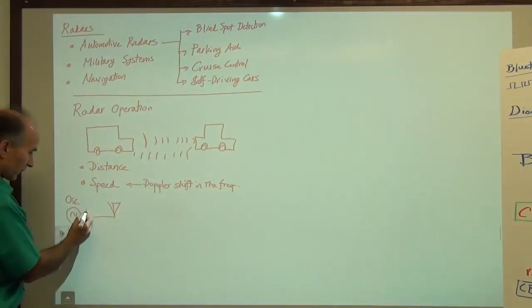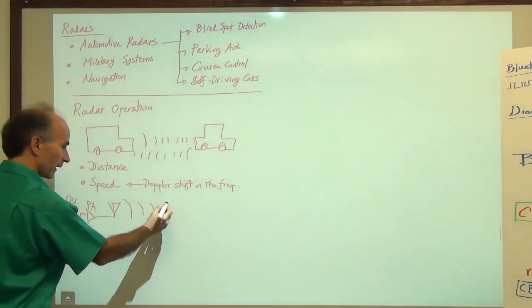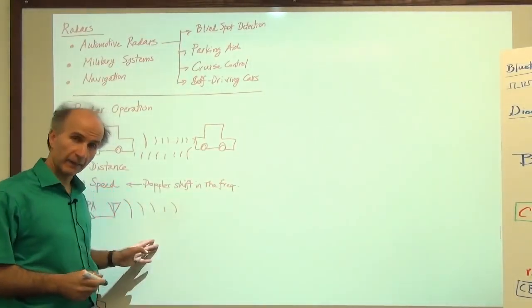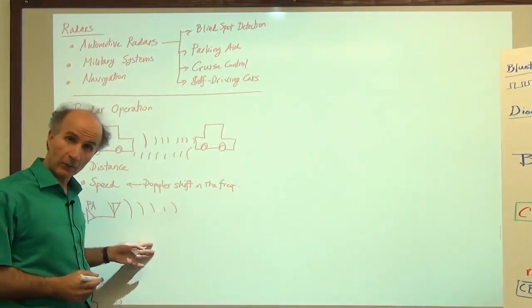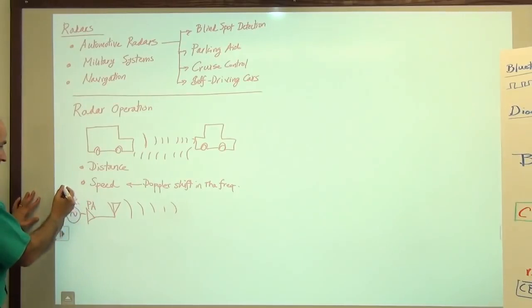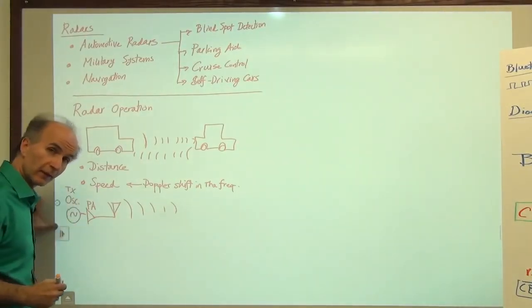And that oscillator goes through a power amplifier, PA, and then we generate this wave. This wave comes out, hits the object, and then comes back. When it comes back, now we have to sense it. We have to receive it. So this is what you call a transmitter, TX. Now we need to build a receiver, RX.